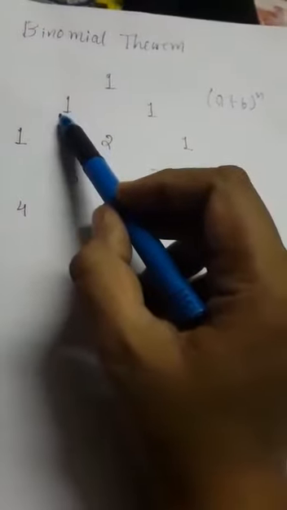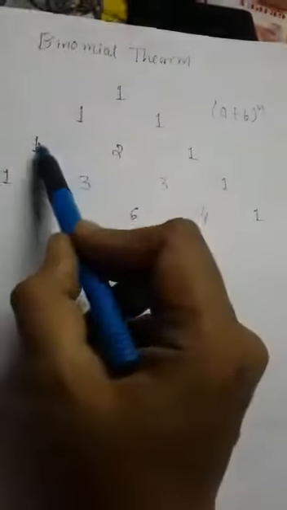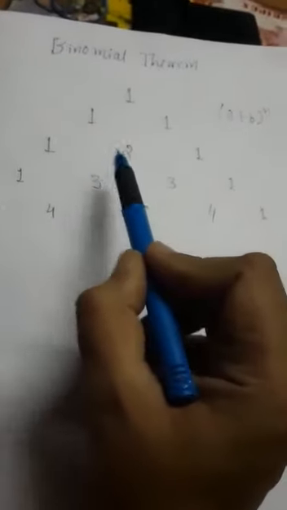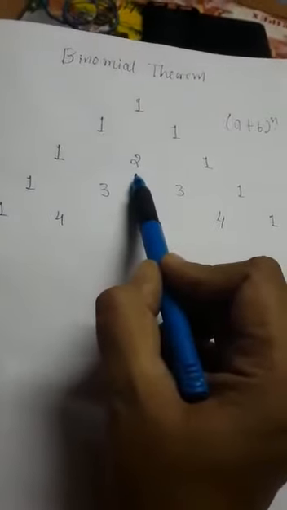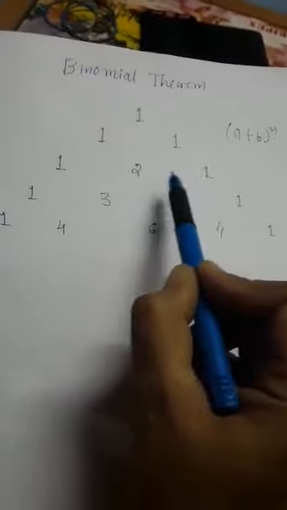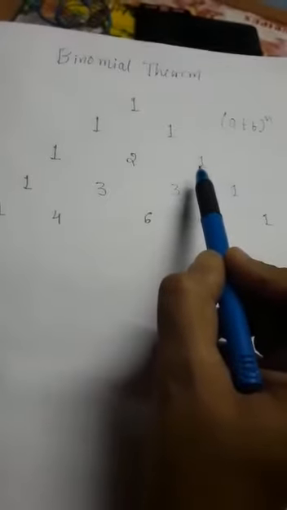Now if I put n equals to 0, I am going to get 1. If I put a plus b whole raised to power 1, the coefficients are going to be 1 and 1. If I write down a plus b whole square, I will get a square, that is the coefficient 1, plus 2ab, coefficient 2, and b square, that is the coefficient 1.